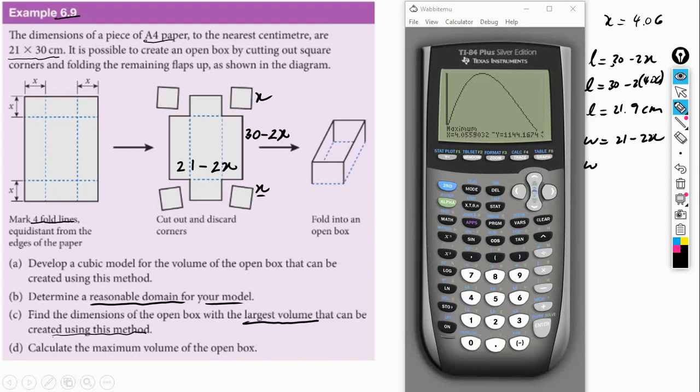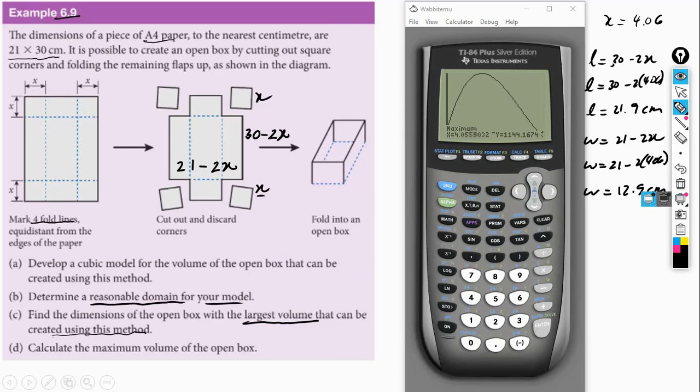Likewise, for the width, we said the width is going to be 21 minus 2x. Therefore, the width is going to be 21 minus 2 times 4.06. And then from here, we're going to get that the width is equal to 12.9 centimeters.